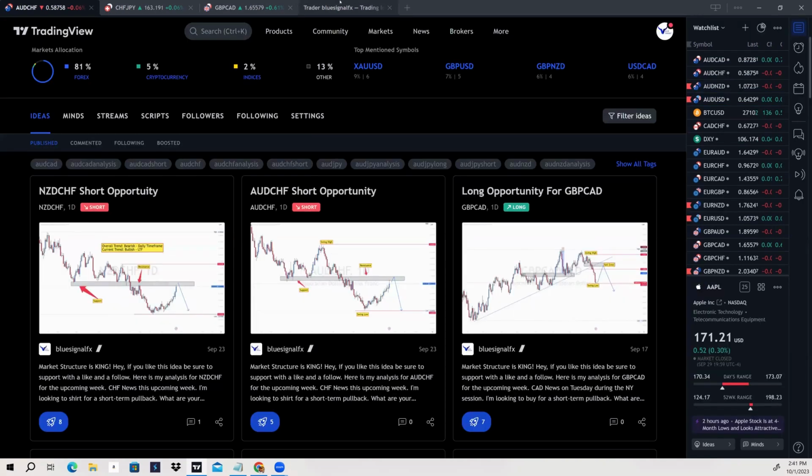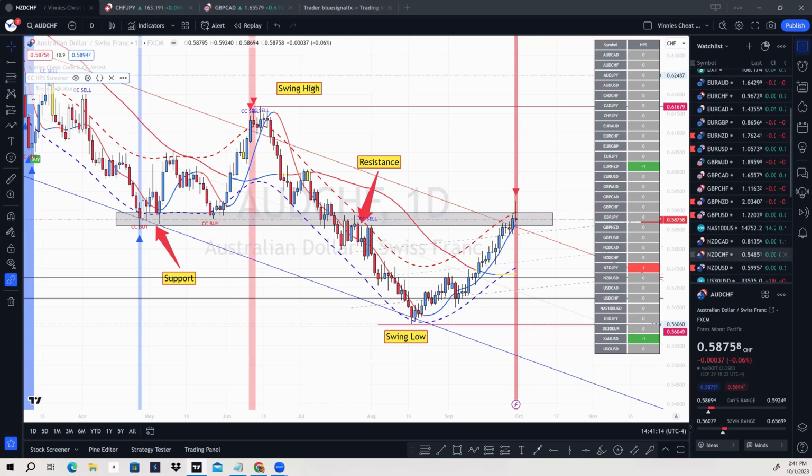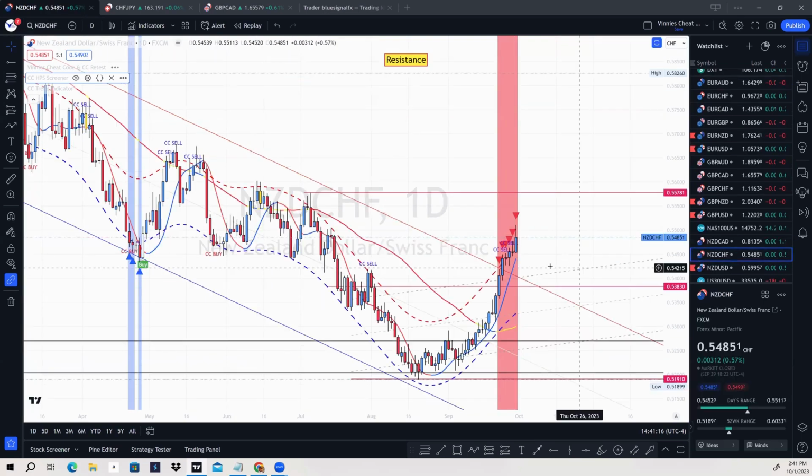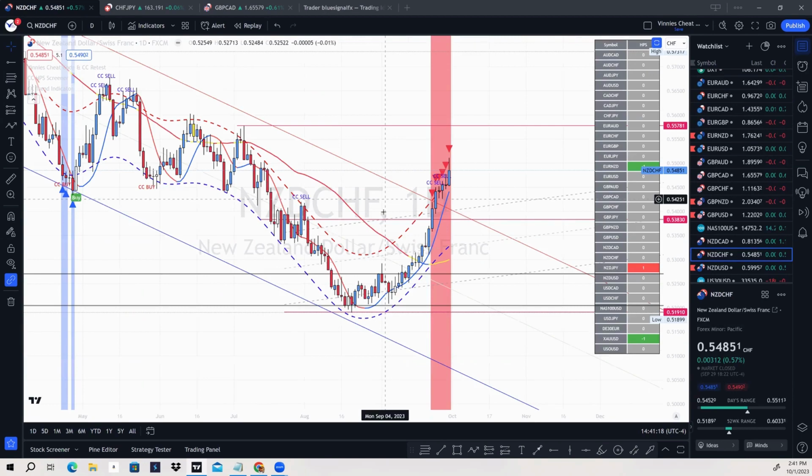Let's go back to our chart here. Let's take a look at NZDCHF. Daily time frame again. Price is bearish, the overall trend. Price is getting to the area where we're getting some rejection. We also have a CC sell. So we're looking for price to reject this area. Also, this will be a nice little swing trade.